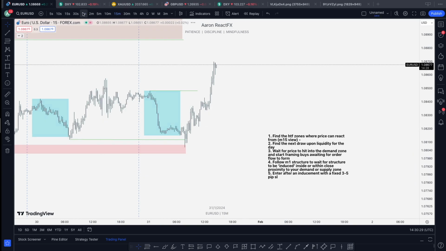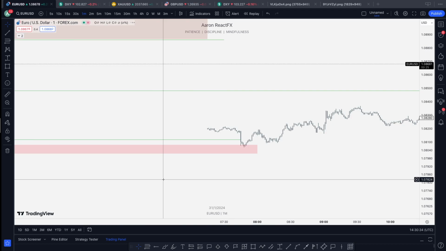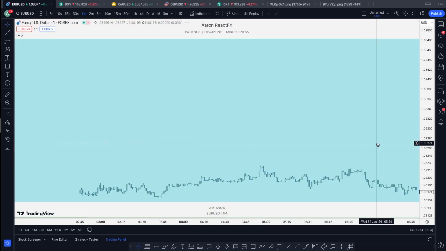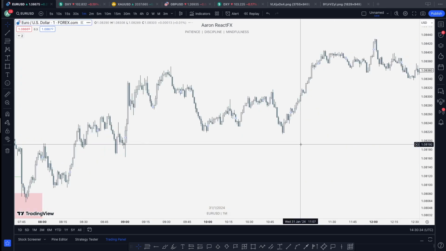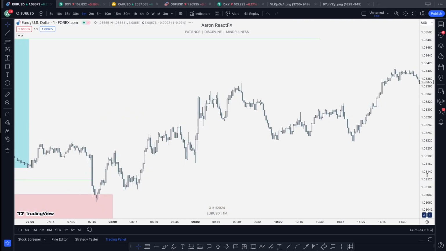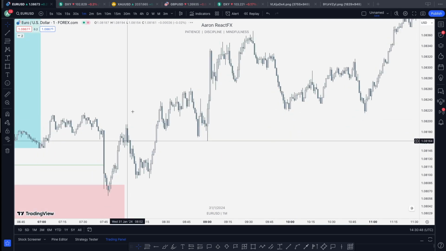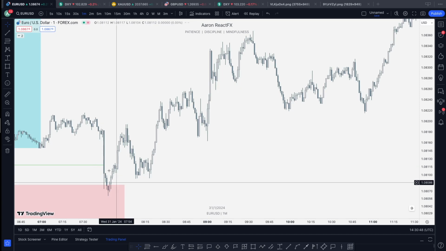Now this is where we can go on to M1 and go back to that region where price has hit into that demand region. We can see here that price has hit into that demand region, and we've already had a very nice aggressive move out of the demand region.